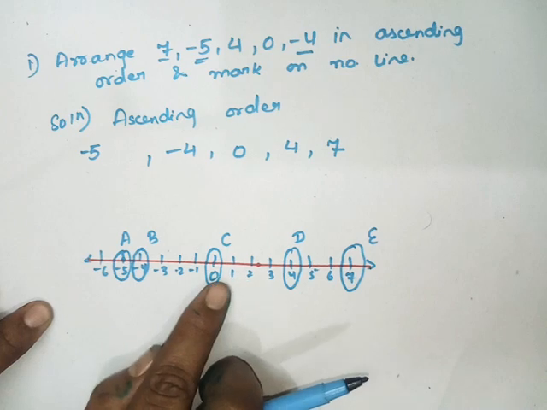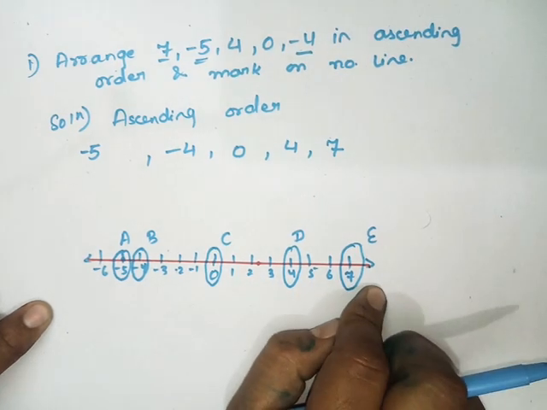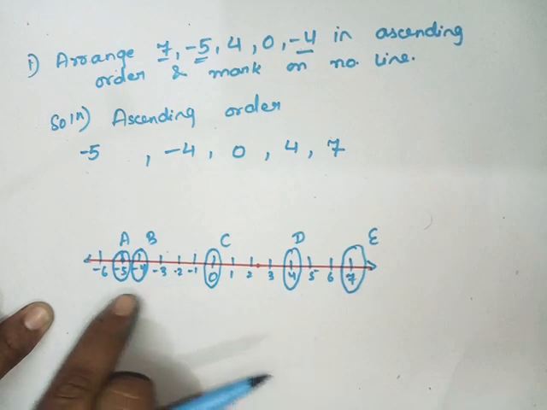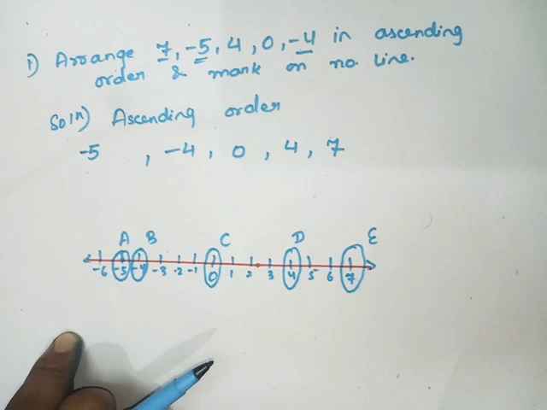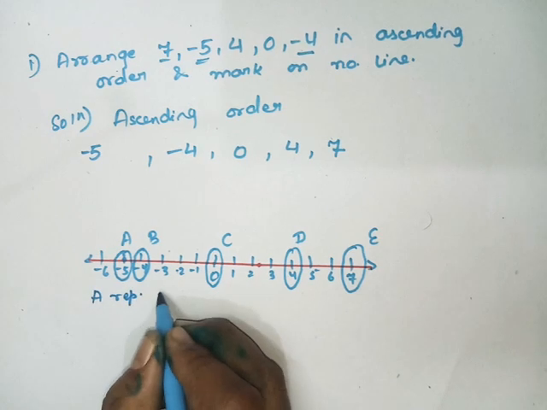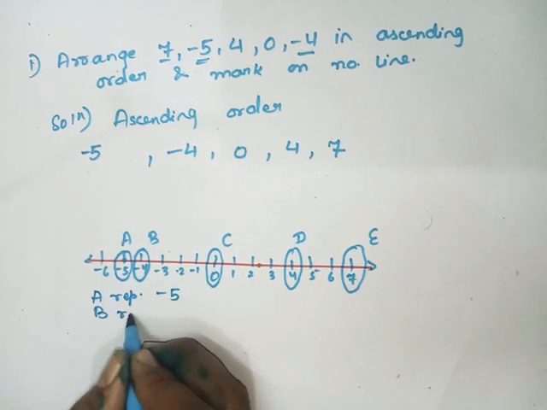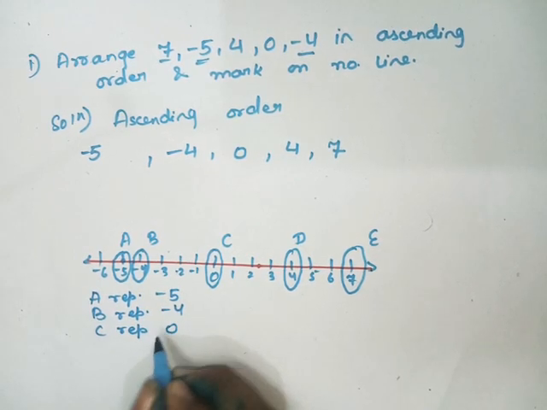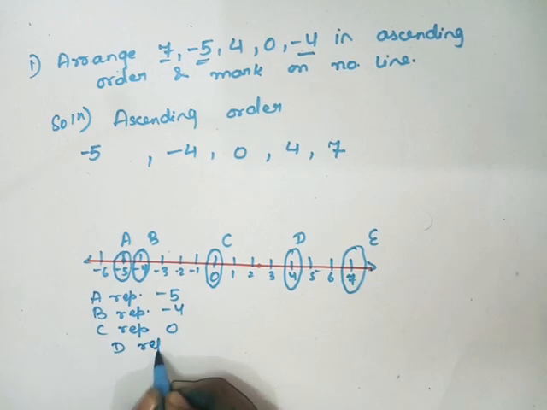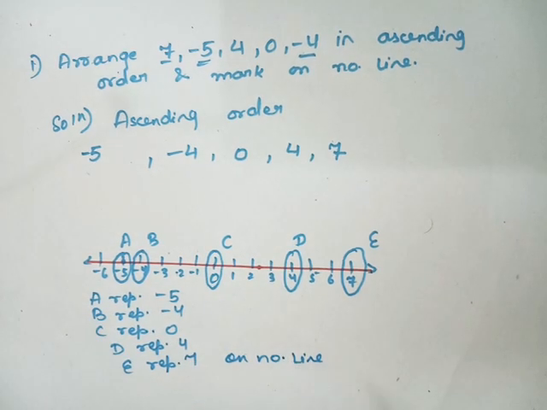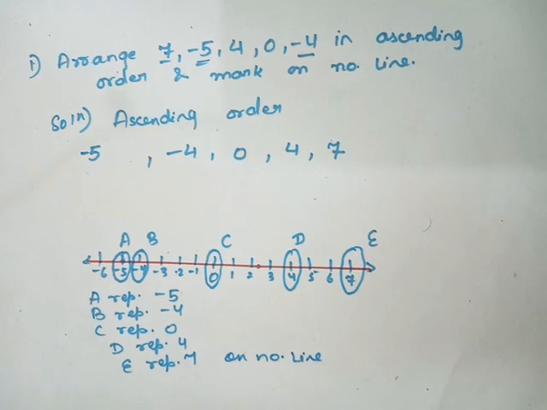This means that as we move towards the right hand side of 0, the numbers are getting larger, and as we move towards the left hand side of 0, the numbers are getting smaller. So this is the complete solution. We can write that A represents -5, B represents -4, C represents 0, D represents 4, and E represents 7 on the number line. This is the NCERT question, and this is the complete solution of this question.